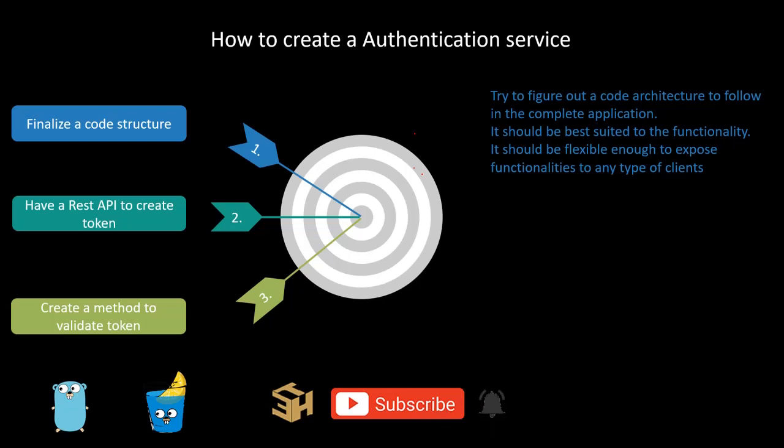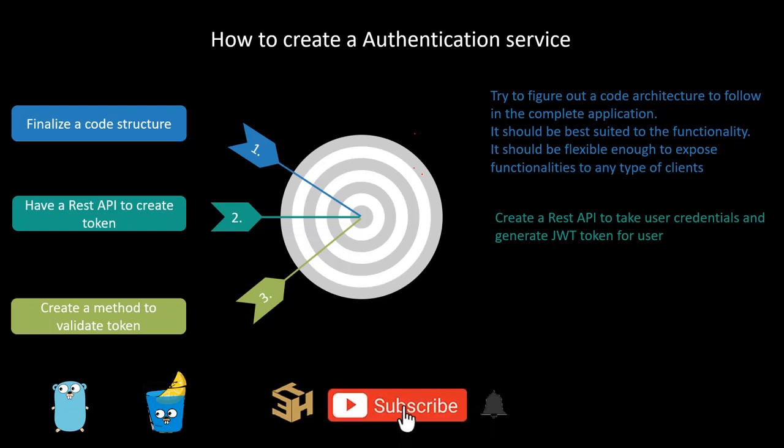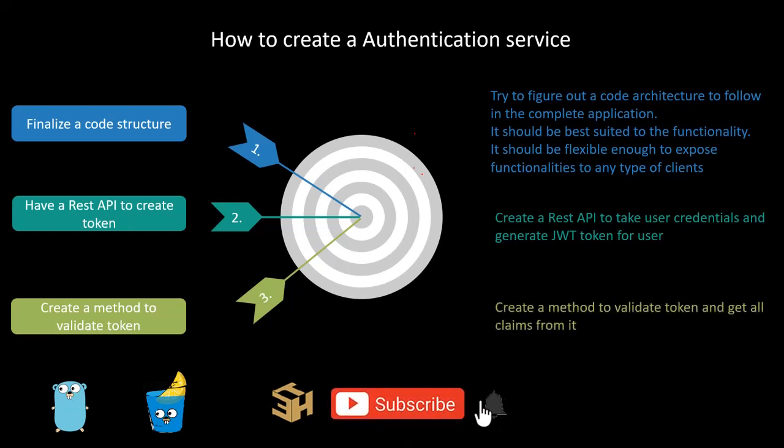Now we'll create a REST endpoint that helps us take in the user credentials, validate those user credentials and generate a JWT token for the user. We'll create a method that helps us to validate the token and return claims from it. Now this method to validate is not exposed using the REST endpoints because we'll be using gRPC to access this method, but that we'll discuss in a later part of the series.